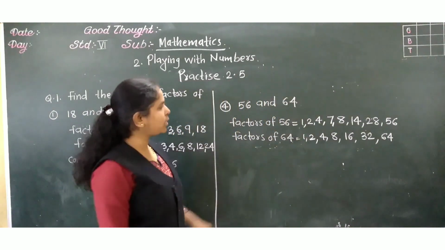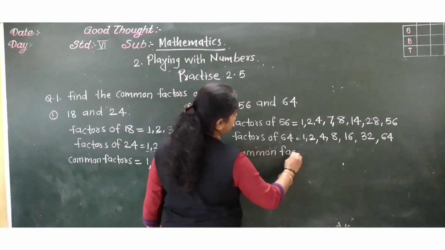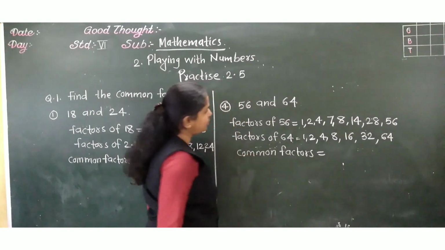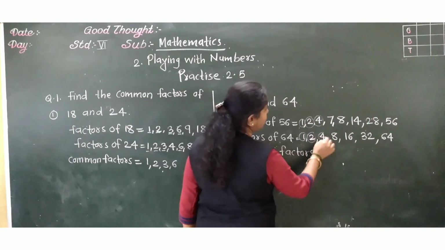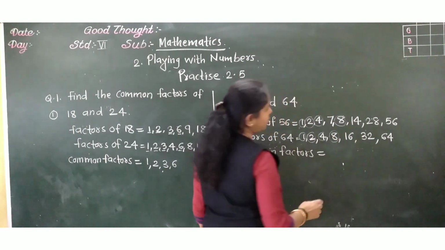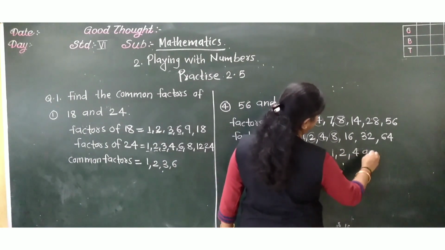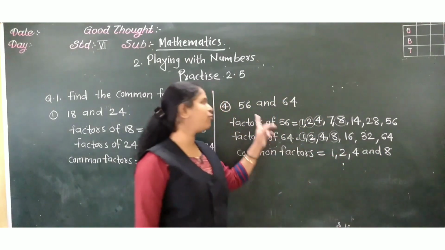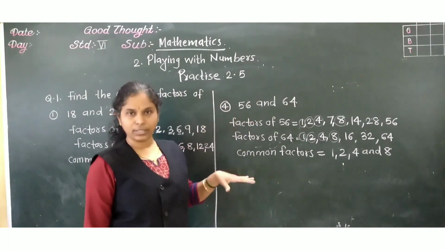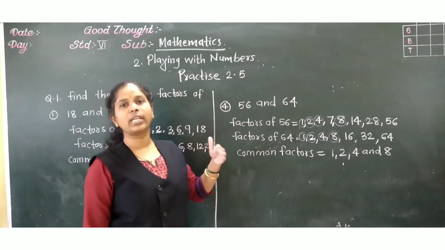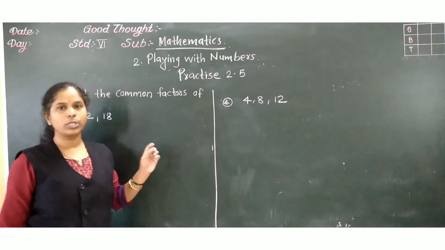Okay. So from this we have to find out the common factors. Common factors are, see here, 1, 1, 2, 2, 4, 4, 8, 8. Then any other? No. So 1, 2, 4 and 8 are the common factors of 56 and 64. In this way, we have to find out the common factors. Factors means the numbers by which we can divide the given number. Okay? Followed?